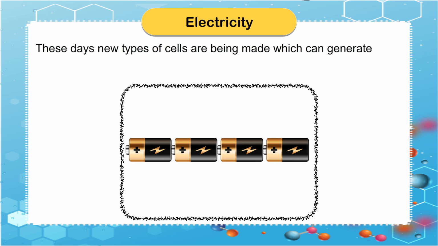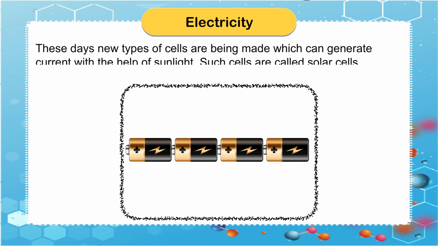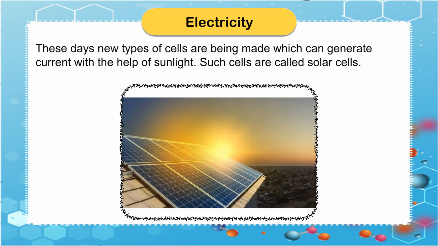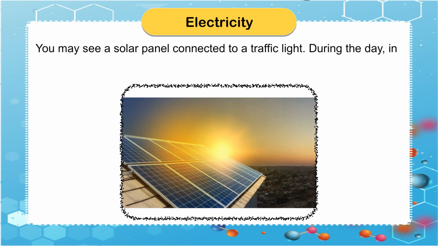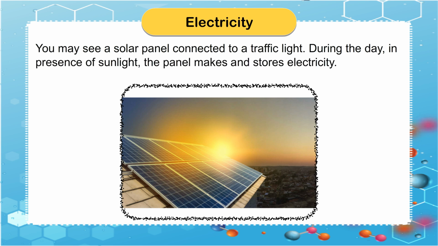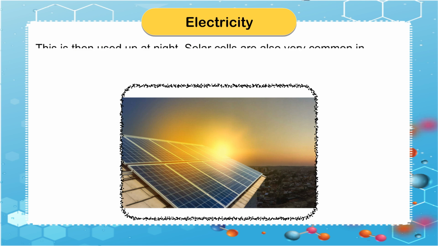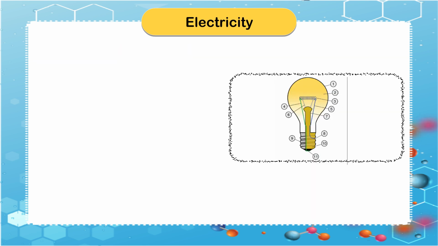These days new types of cells are being made which can generate current with the help of sunlight. Such cells are called solar cells. You may see a solar panel connected to a traffic light. During the day, in presence of sunlight, the panel makes and stores electricity. This is then used up at night. Solar cells are also very common in calculators.